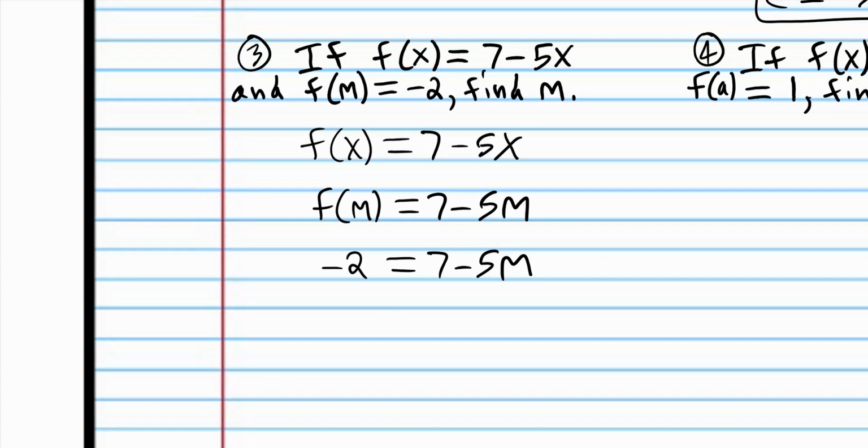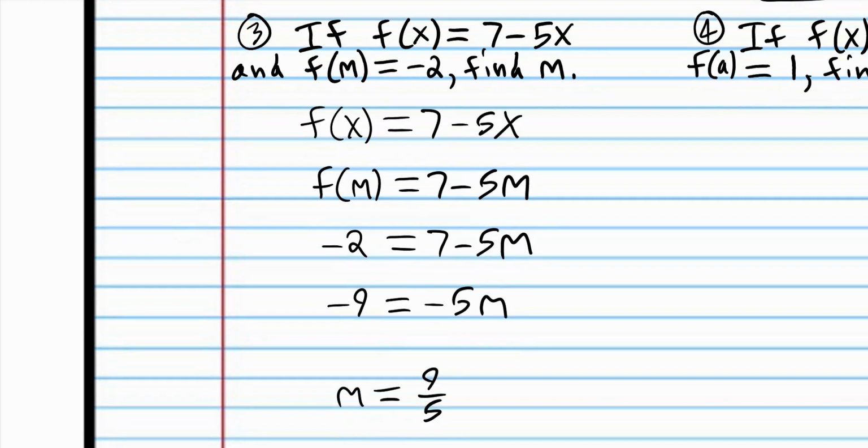So now we subtract 7 from both sides and divide both sides by -5, and we get -9/5.